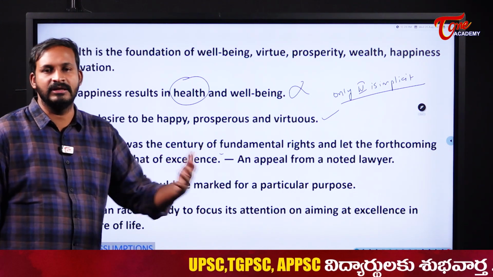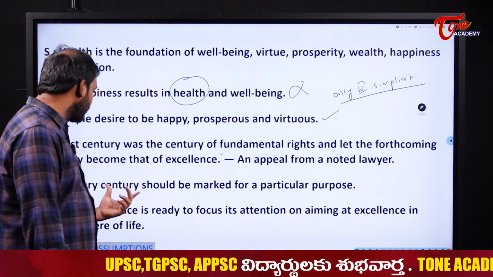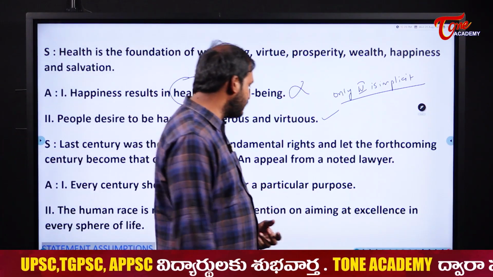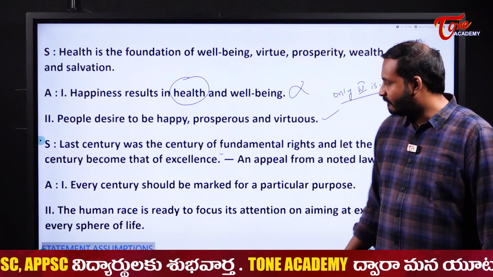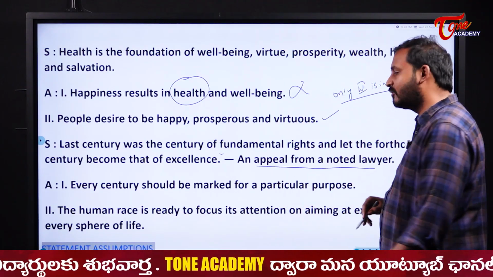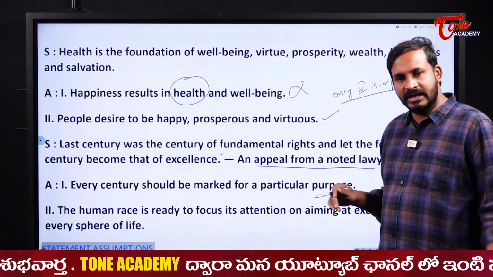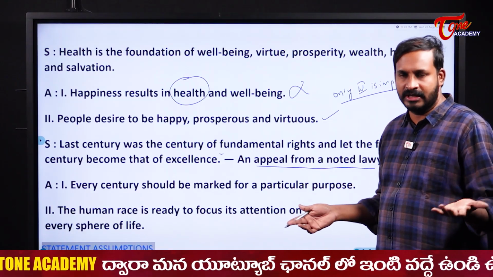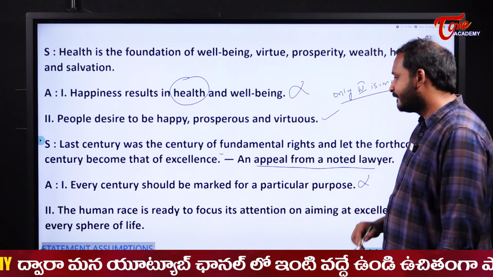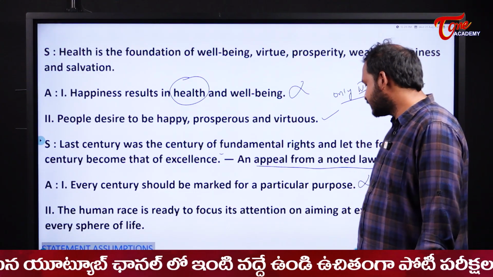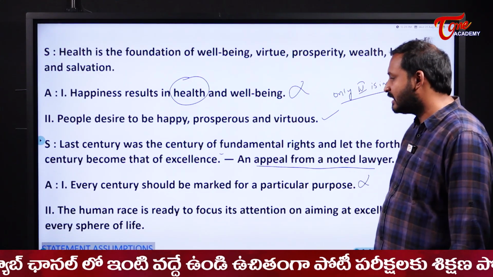Now the next one should be of excellence. Now, every century should be marked for a particular purpose. No. Why? Because this was just mentioned by a notable lawyer. There should be a name for every century means no, there may not be any name. So that is wrong.